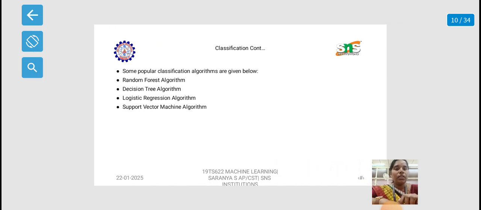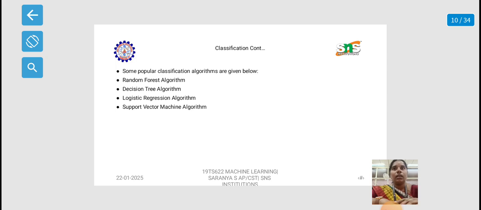Some popular classification algorithms are given below: the random forest algorithm, decision tree algorithm, logistic regression algorithm, and support vector machine algorithm.